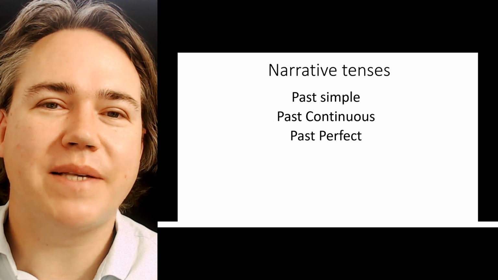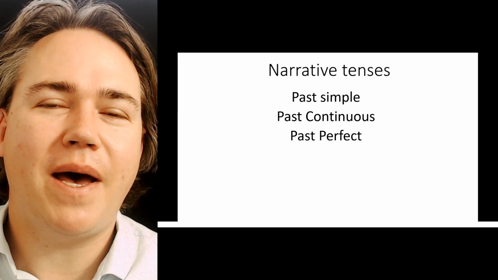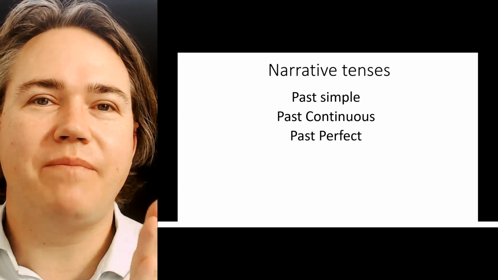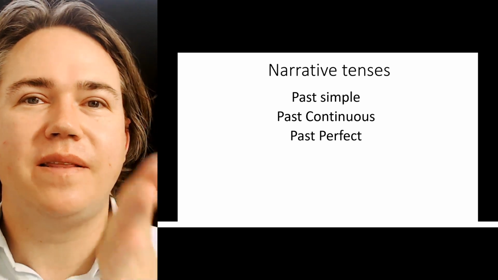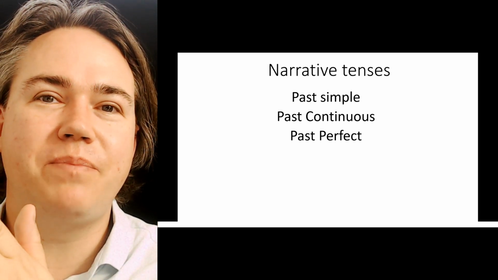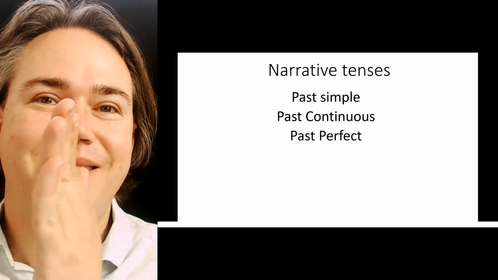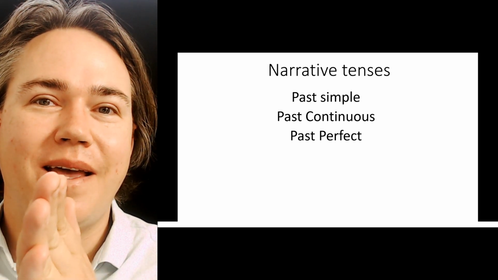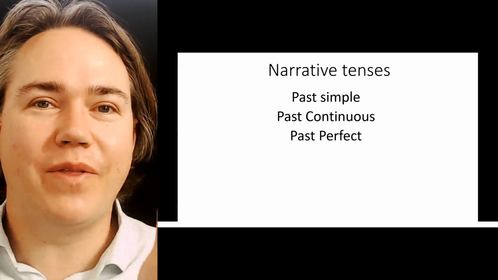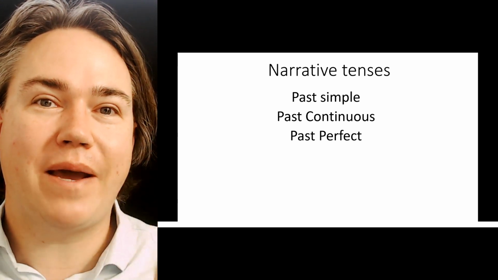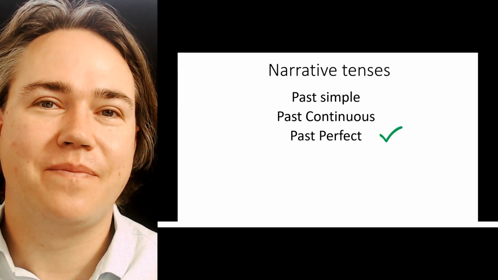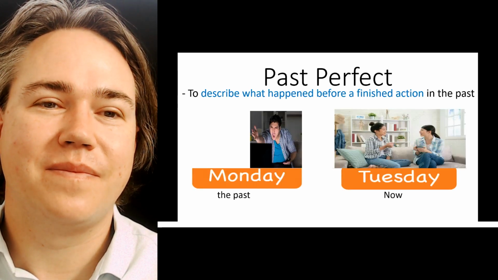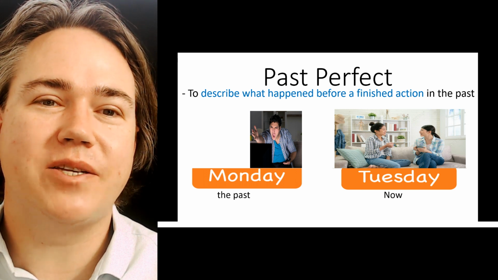Now let's look at the past perfect. If the past simple is an action in time, finished, and then the next action, and finished, then the next action, finished, the past perfect is the opposite. It's an action in the past that's finished, and you want to describe what happened before that action. So you have to go backwards in time. So let's take a look at the past perfect. So the past perfect to describe what happened before a finished action in the past.